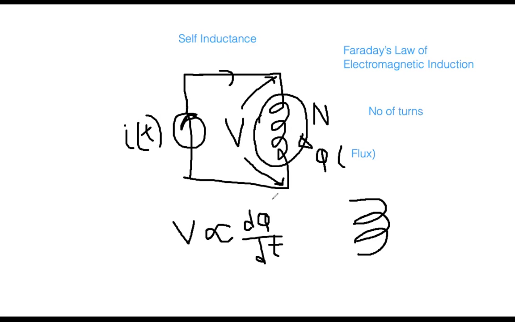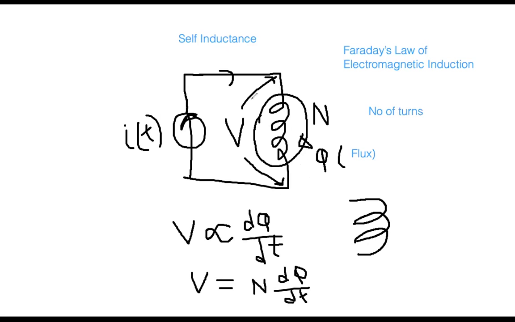Now, if I want to omit that proportionality sign, what I can do is V equal to N d phi by dt. Therefore, N is the proportionality constant, and this N is actually the number of turns of this coil.